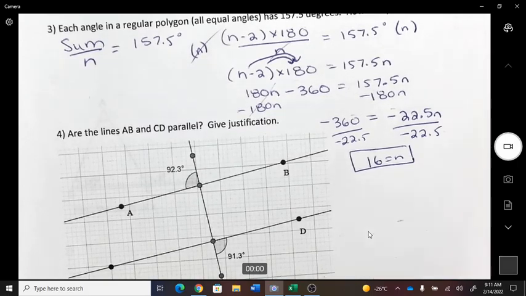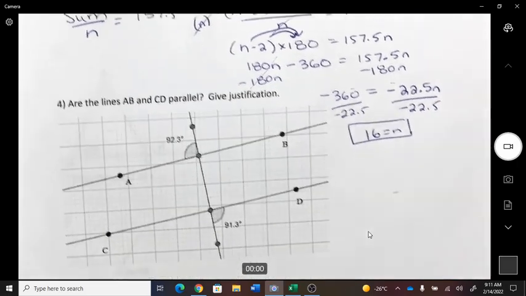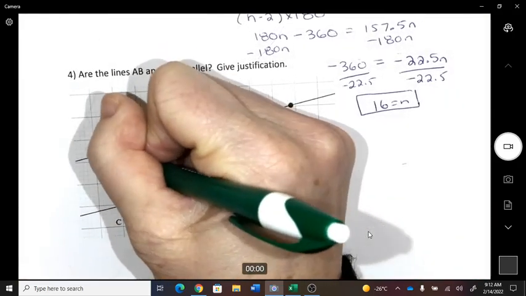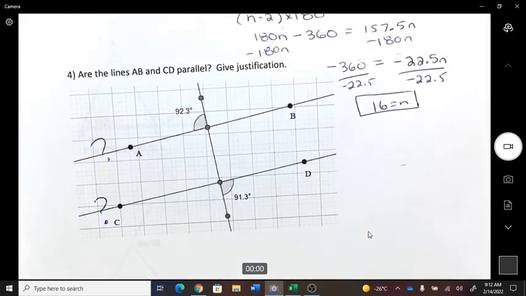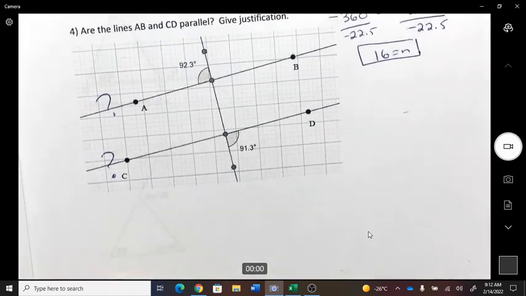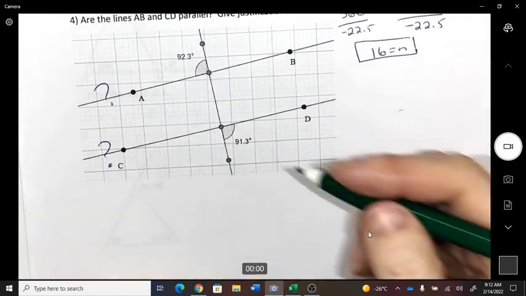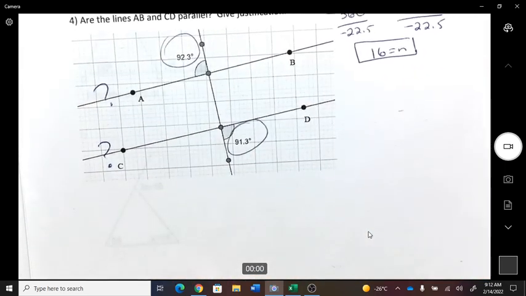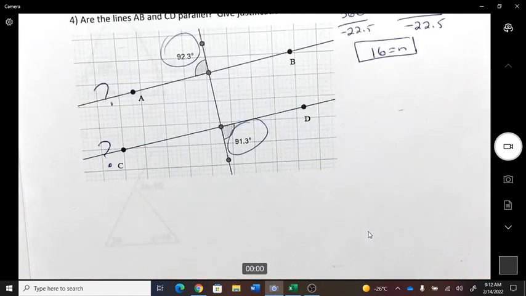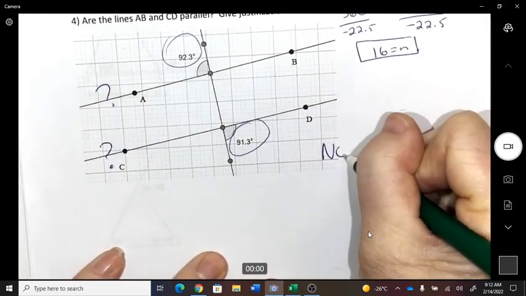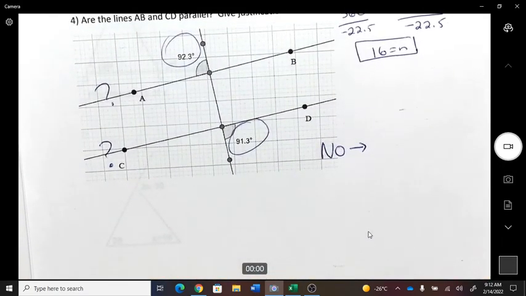Okay, are these lines AB and CD, are they parallel? I want a yes or no answer, and then a reason. So this is what I've been given. Those are the only things I've been given. So what do you think? Yes or no? No, they are not. So what would your reasoning be?